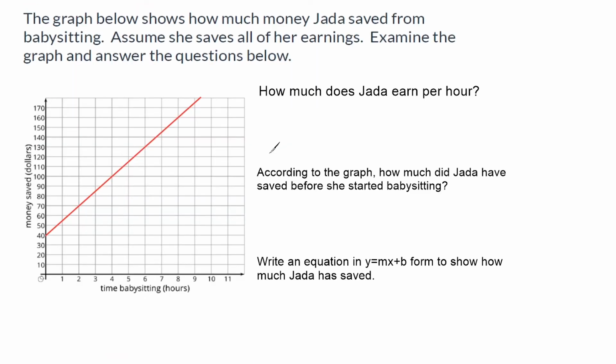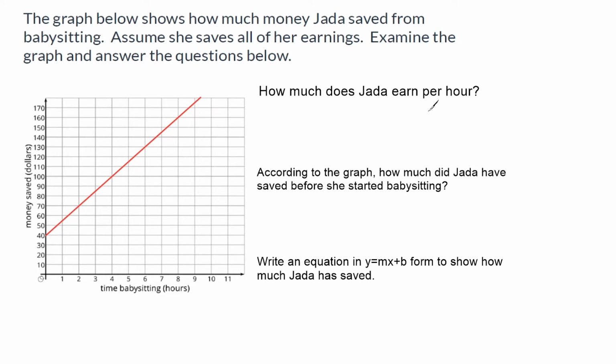This problem reads that the graph below shows how much money Jada saved from babysitting. Assume she saves all of her earnings. Examine the graph and answer the questions below. The first question is asking, how much does Jada earn per hour?